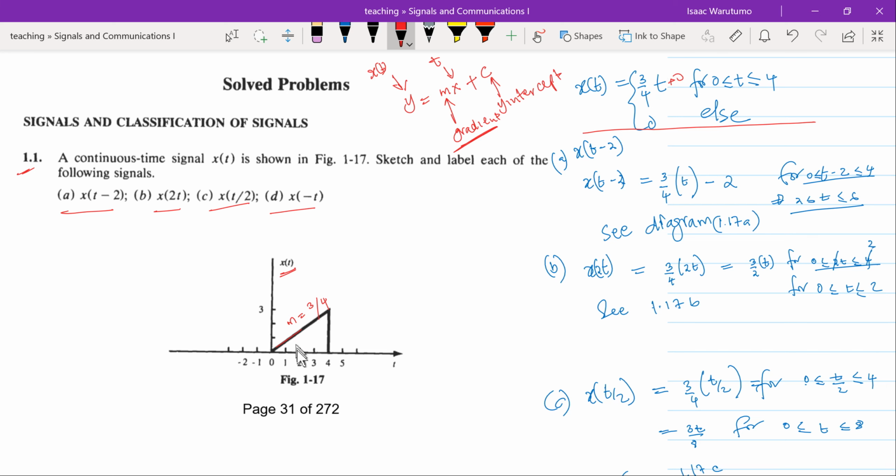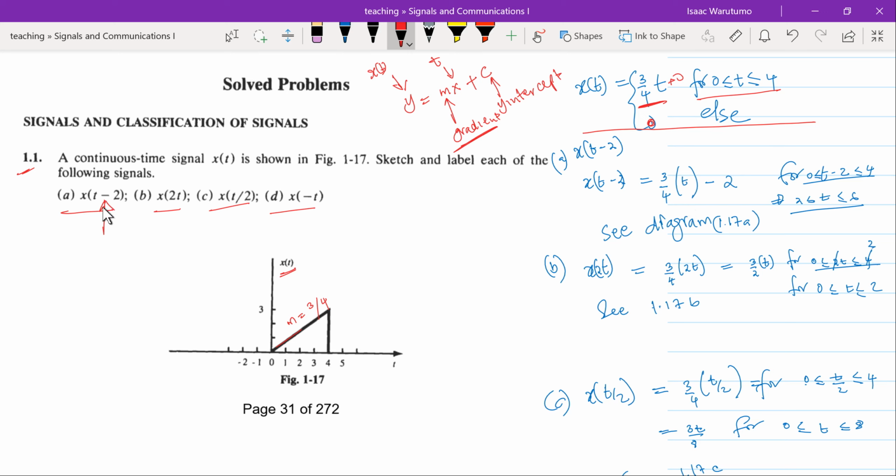The other most important thing to determine is the range of our equation, at which point is our equation applicable. We can see that this line is applicable between t equals 0 and t equals 4. So that is where this equation is valid. Therefore, it is 0 anywhere else. That is how we can mathematically represent our x of t. And therefore, when you are asked to evaluate x of t minus 2, the best thing is to replace t.